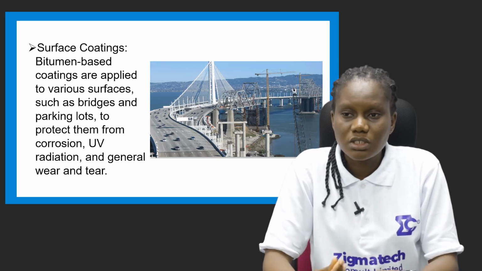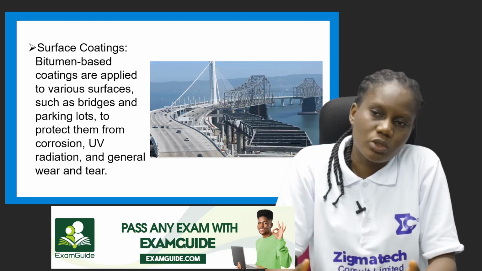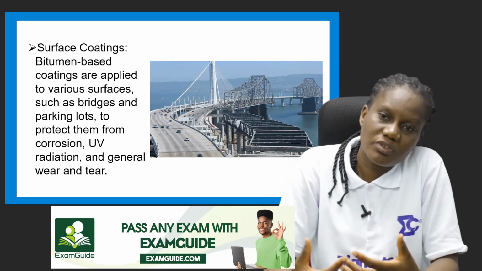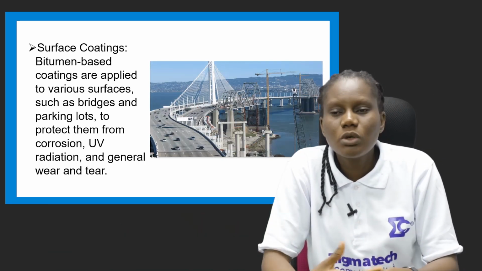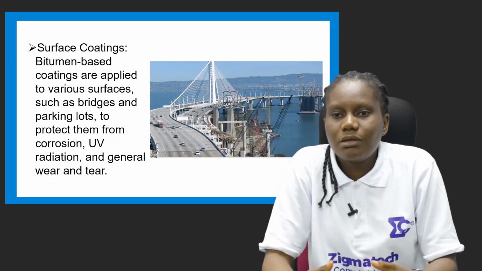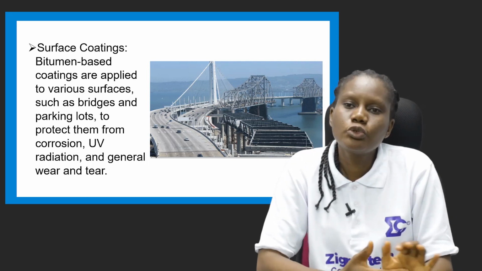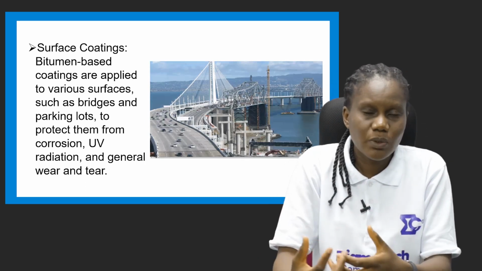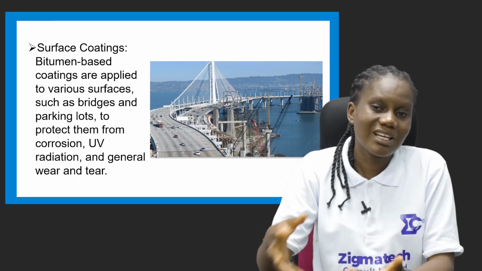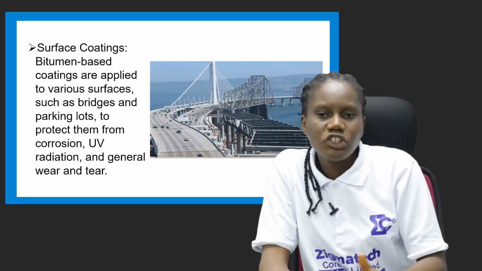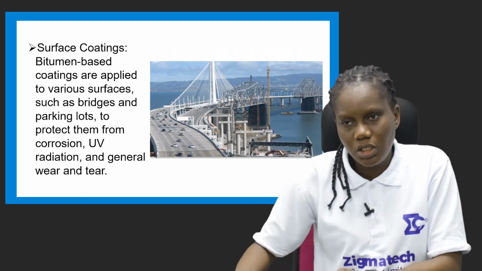Do not forget that it's viscous, and it's somehow thick. So it can be used to coat, surface coating. Coatings are applied to various surfaces such as bridges, parking lots, to protect them from corrosion. So if you don't want your parking lot to corrode, that means to get damaged with water, you can use your bitumen to coat the surface. And that's why it is used also in zinc, in roofing, to coat the surface to protect it against water infiltration, UV radiation and general wear and tear. So bitumen has its usage in that.